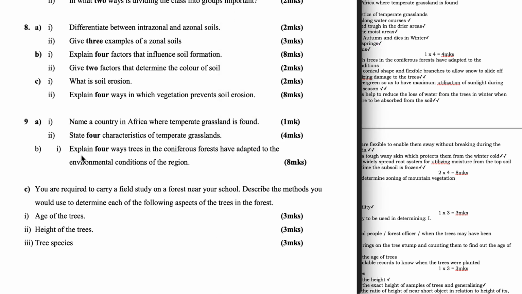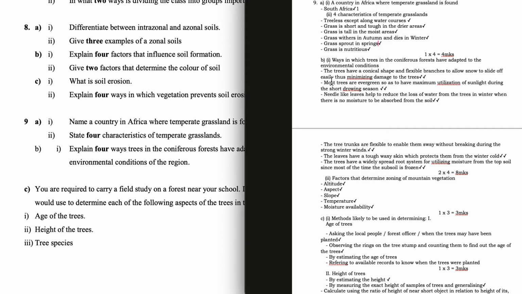Question 9B1. Explain 4 ways trees in the coniferous forest have adapted to the environmental conditions of the region. The trees have conical shape and flexible branches to allow snow to slide off easily, thus minimizing damage to the trees. Most trees are evergreen so as to have maximum utilization of sunlight during the short growing season. Needle-like leaves help to reduce the loss of water from the trees in winter when there is no moisture to be absorbed from the soil.